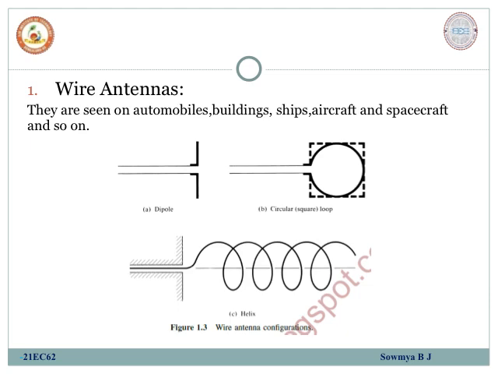Let us learn each antenna one by one, starting with the wire antennas, where these antennas are being used, and what are the applications. The wire antennas are of three types. One is the dipole antenna, which has two poles. If the wire is bent in the form of a circle, we call it a circular loop, or if it is bent in the form of a square, it is called a square loop. And if the wire is bent in the form of a helix, that results in a helix antenna or helical antenna. These wire antennas are mainly seen on automobiles, buildings, ships, aircraft, as well as in spacecraft applications.